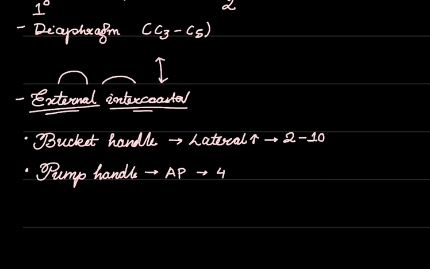If the diaphragm gets paralyzed unilaterally, then the movement is opposite in comparison to the normal condition. For example, if the diaphragm here is paralyzed, then during inspiration it moves upward and during expiration it moves downward, which is a paradoxical movement of the diaphragm.